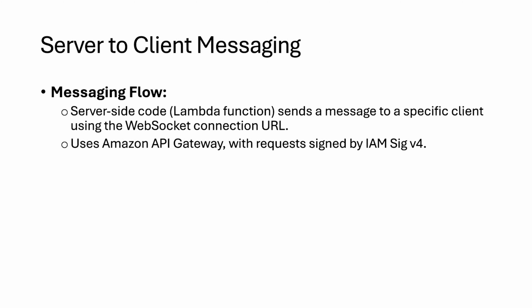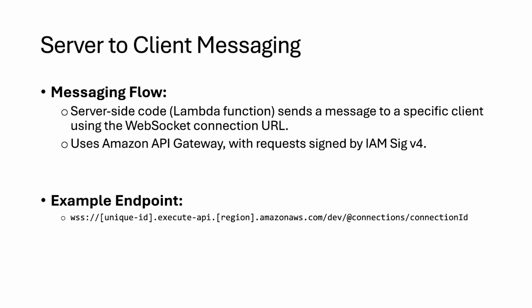Here you can see server-side code, for example a Lambda function, which sends a message to a specific client using the WebSocket connection URL. Since we are using AWS API Gateway, you have to follow this standard where you sign your message using the IAM SigV4 signature. With respect to server to client messaging, the backend service does some processing and sends a response back to a specific client using the connection ID. For example, the WebSocket connection URL will look like this.